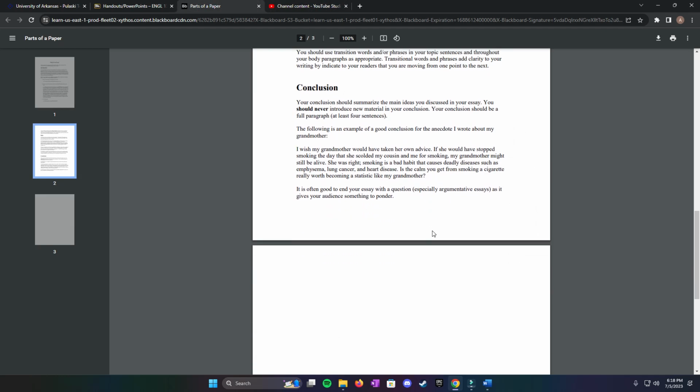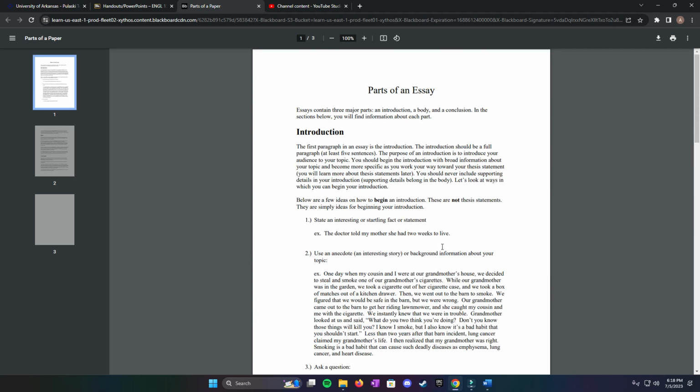And then your conclusion, the end of your essay. Your conclusion should summarize the main ideas you discussed in your essay. Never introduce new material in your conclusion. And then I give you a little example of a conclusion about the essay that I was going to write about my grandmother and the smoking. It's often good to end your essay with a question, especially argumentative essays, because it gives your audience something to ponder. So that's just food for thought for you there.